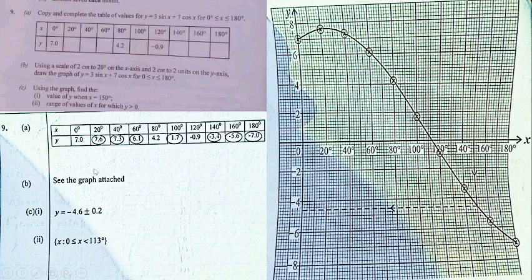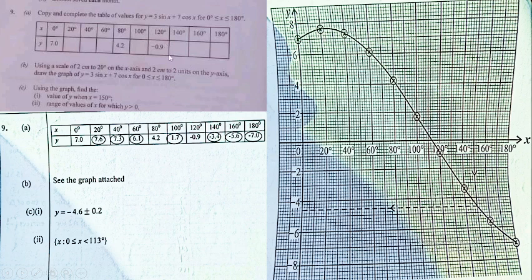Let's start plotting. When x is 0, y is 7.0. That is on the y-axis, which is this point, because this is 6, so the middle is 7. Then when x is 20 degrees, which is here, our y is 7.6, that means going up. One line is 0.2, so you have 7, 7.2, 7.4, 7.6. That's where it is.